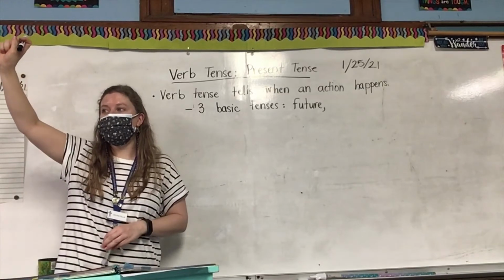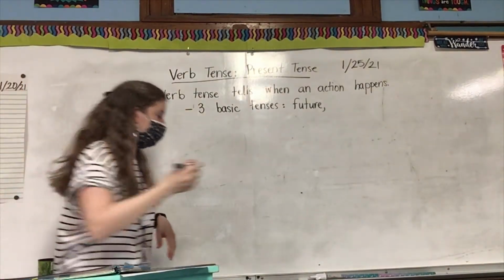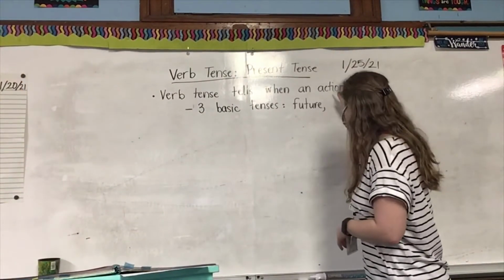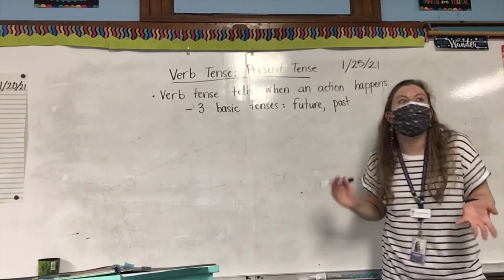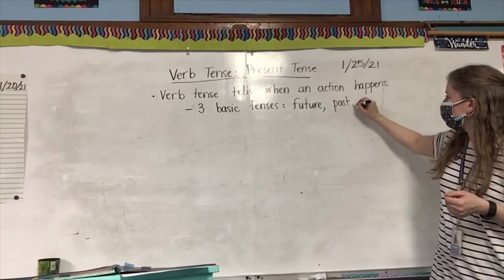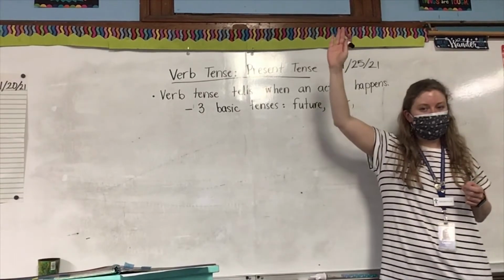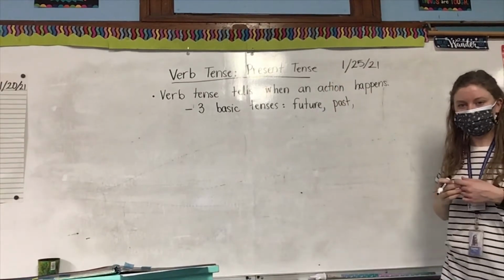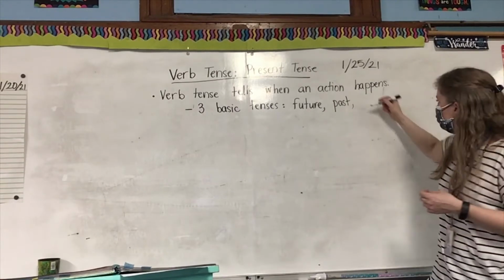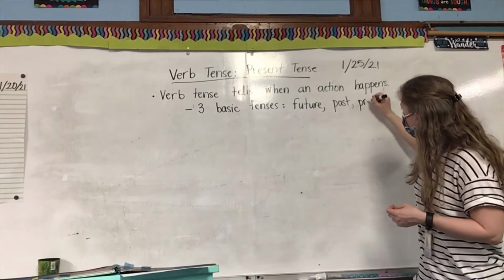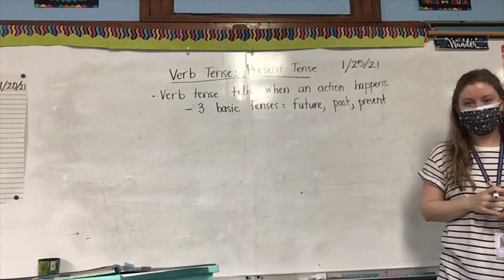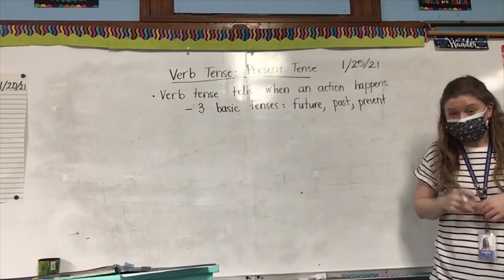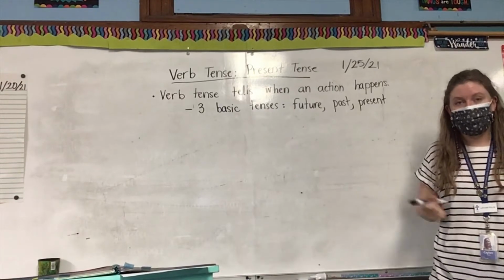Victoria? Past. If a verb is written in past tense, when did it happen? It already happened. And the last one, Smith. Present. So if a verb is written in present tense, when did the action happen? It is happening. It's happening now.